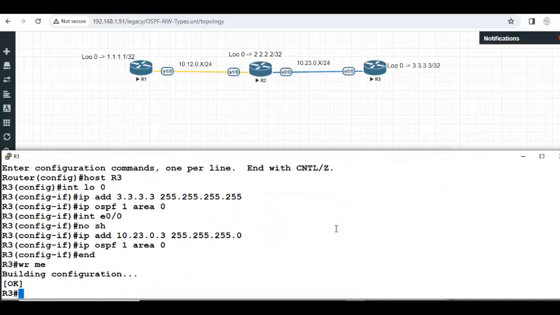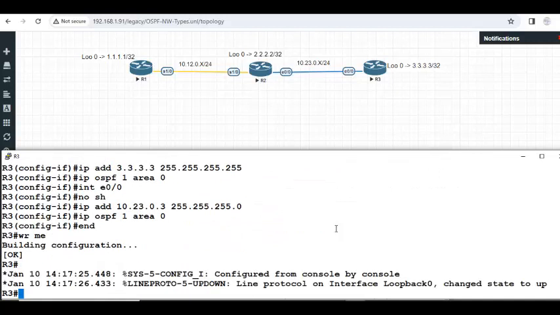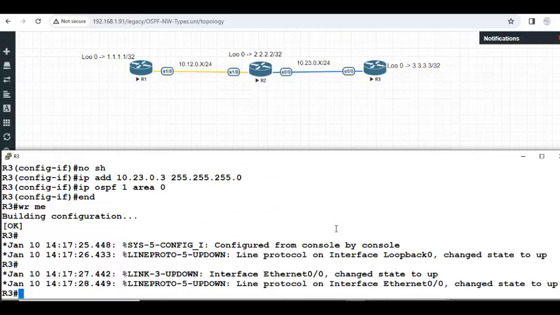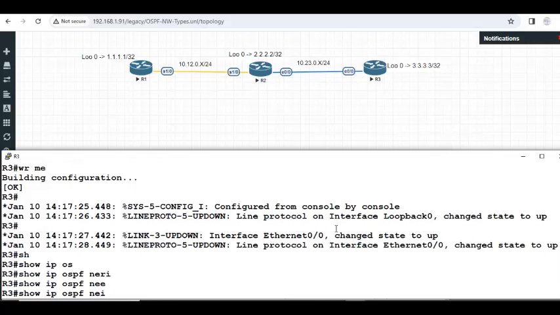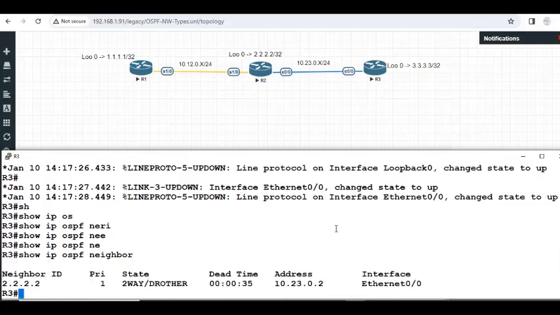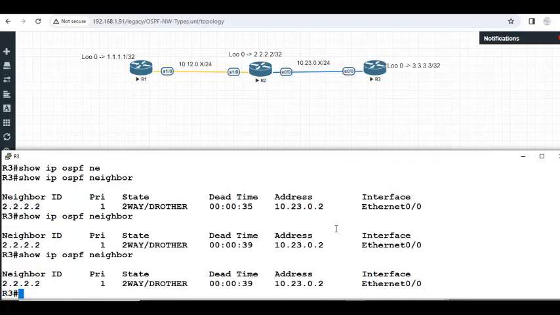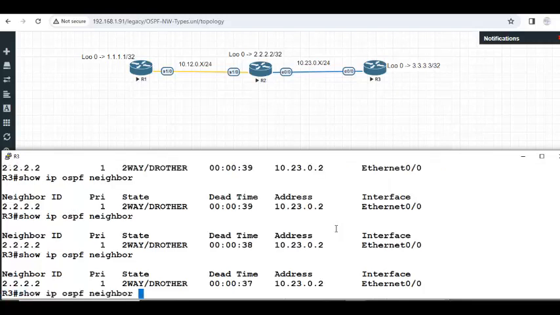All right, so what we are expecting is reachability between R1's loopback and R3's loopback, because we got OSPF everywhere. Show IP OSPF neighbor. Okay, the neighbor is on the way, two-way. Let's wait. This is Ethernet, so there will be a DR-BDR election between these 2 routers. That's why it takes time.